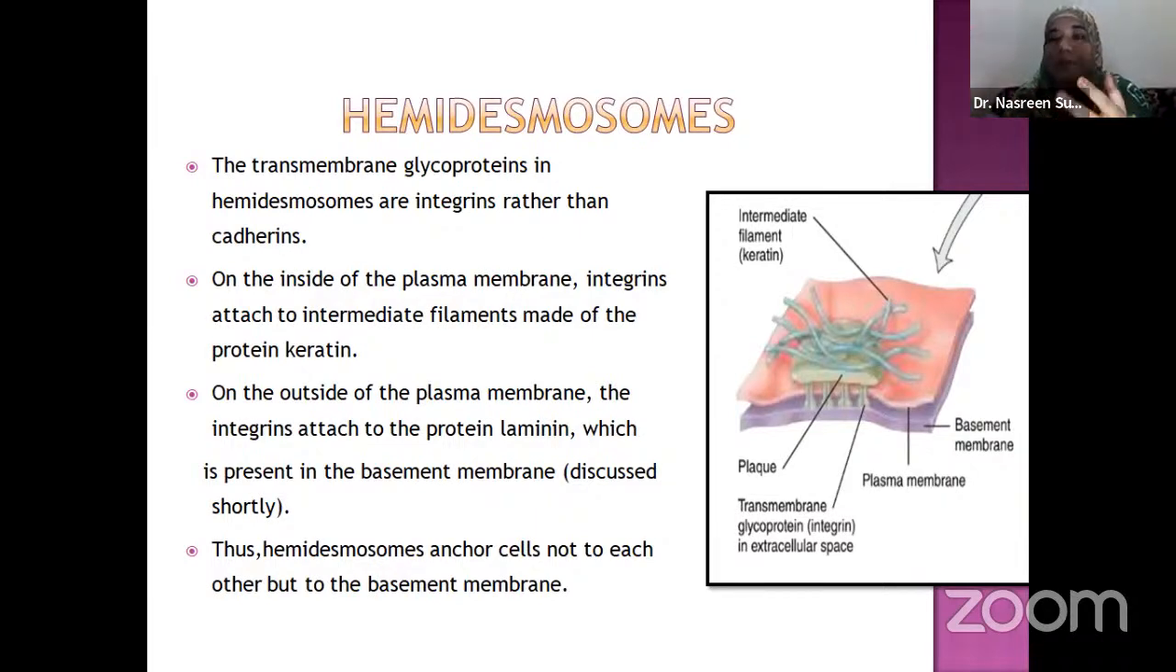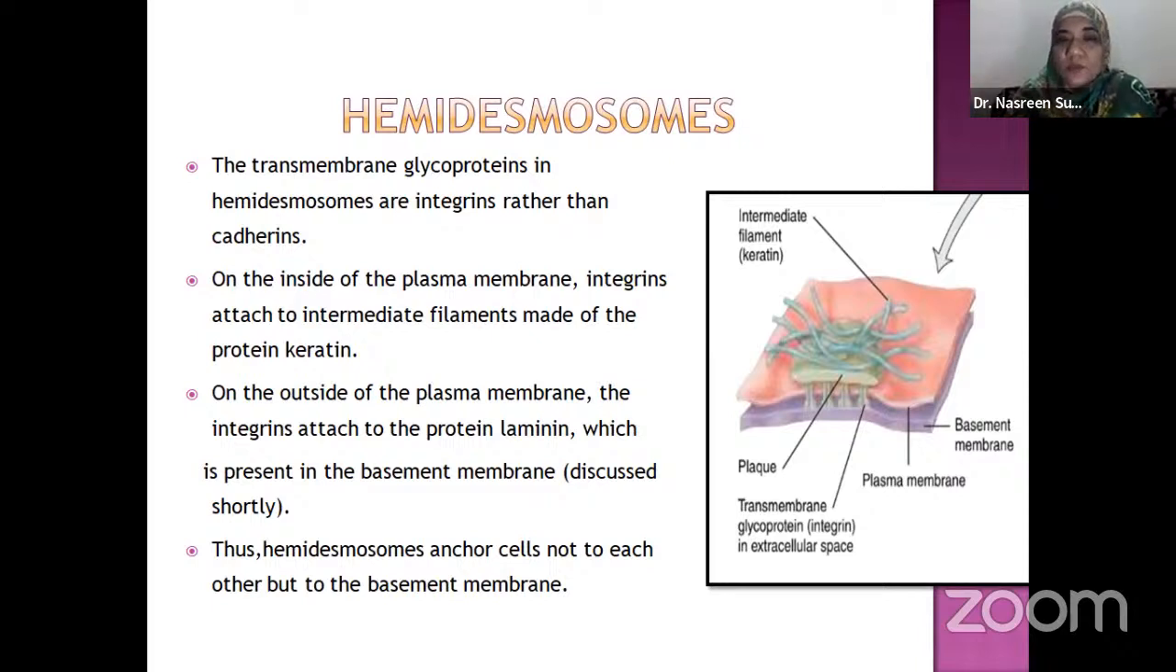Desmosomes are attaching the cells like this. Hemidesmosomes, this is one cell. Only this outer part of the cell is helped in attachment to the basement membrane. So it is only inside one cell. It is actually not a cell junction, but as it looks like desmosomes, it is coming under this topic.